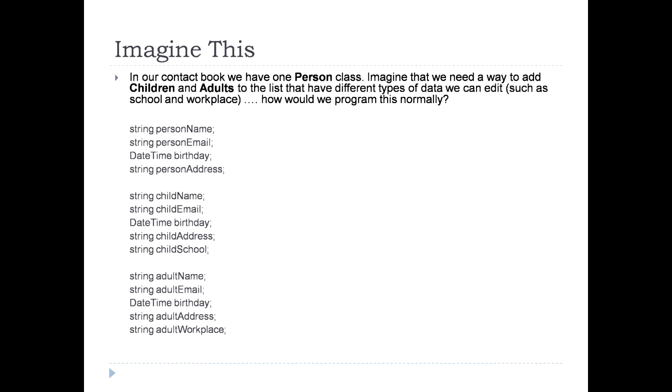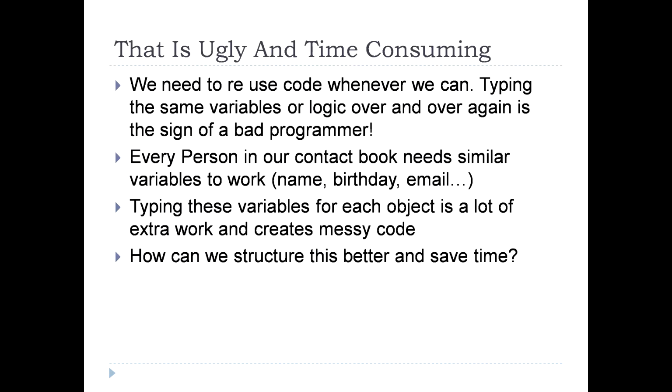But all of these people, the person class, the child class, and the adult class, all have basic things in common. They all have a name, an email address, and a birthday. So if you imagine us making a new class called child and adult, we would have to type new variables for all of those things again. So see down here in the slide, I have an example of that. We have the person name, and then in the child class we have the child name, and then in the adult class we have the string adult name. But really all people have a name. So we're just typing the same variable over and over and over again. And this is very ugly and time consuming.